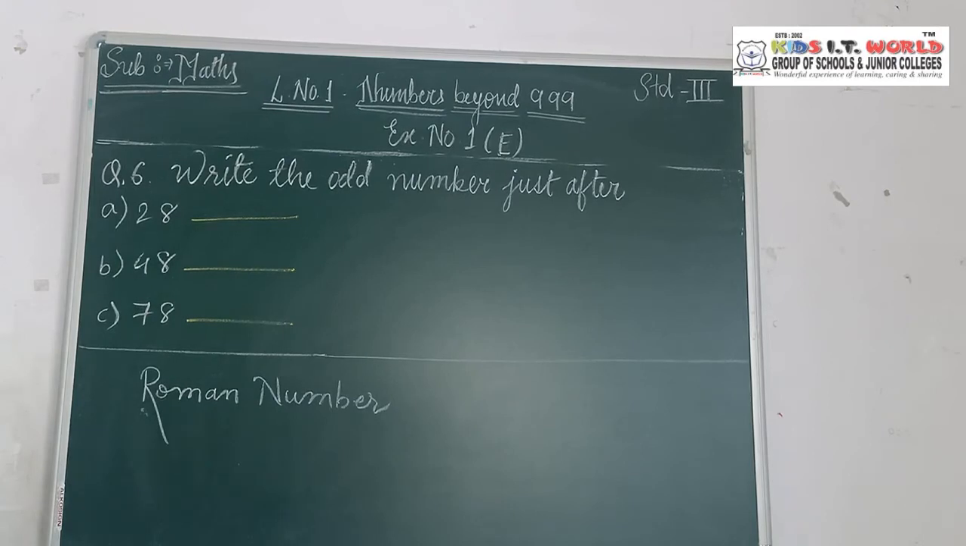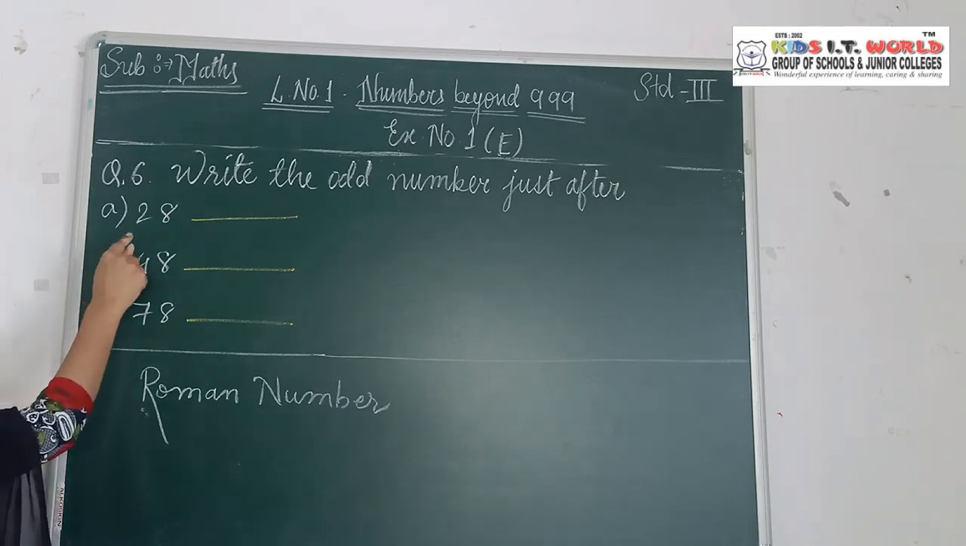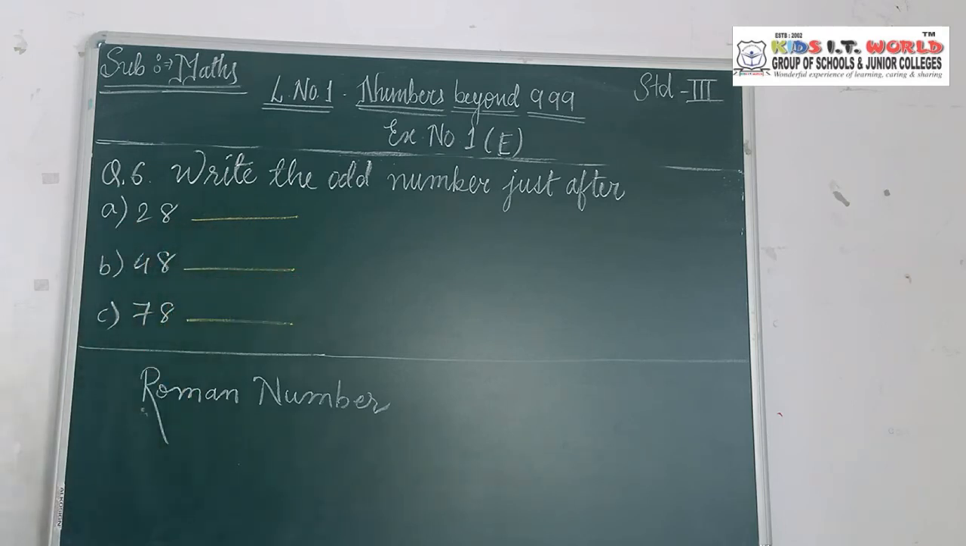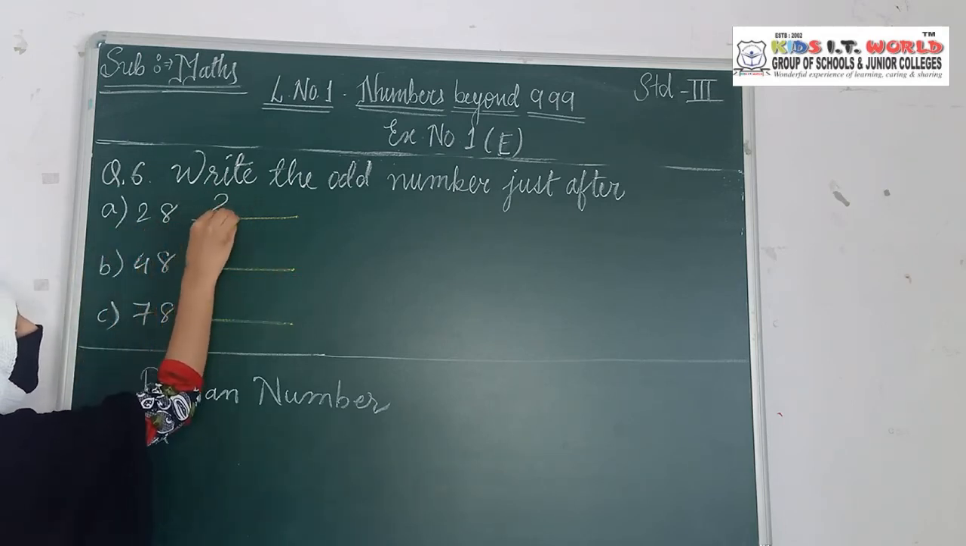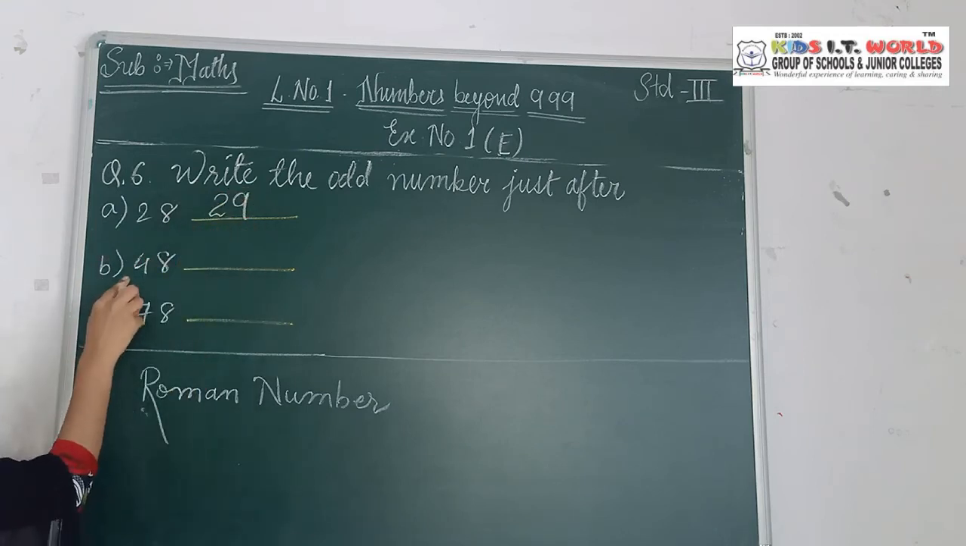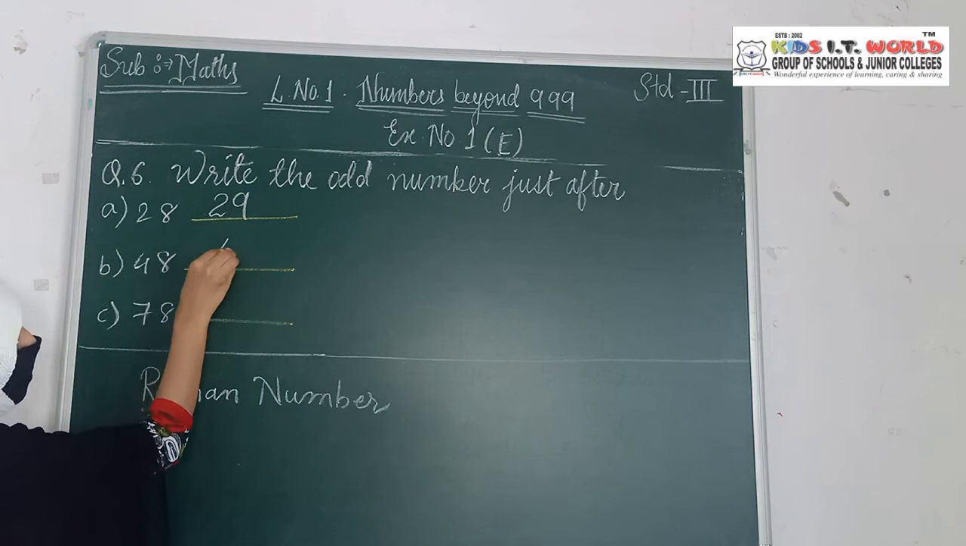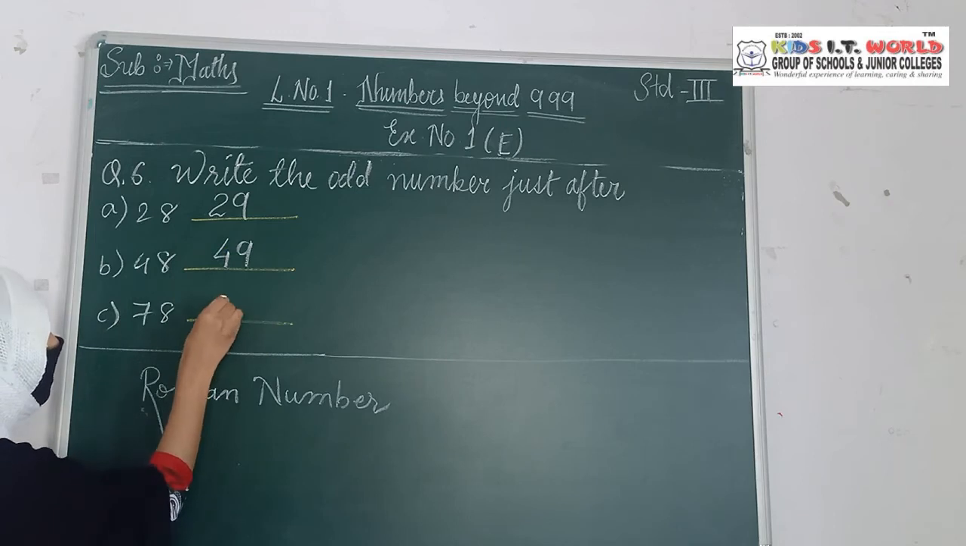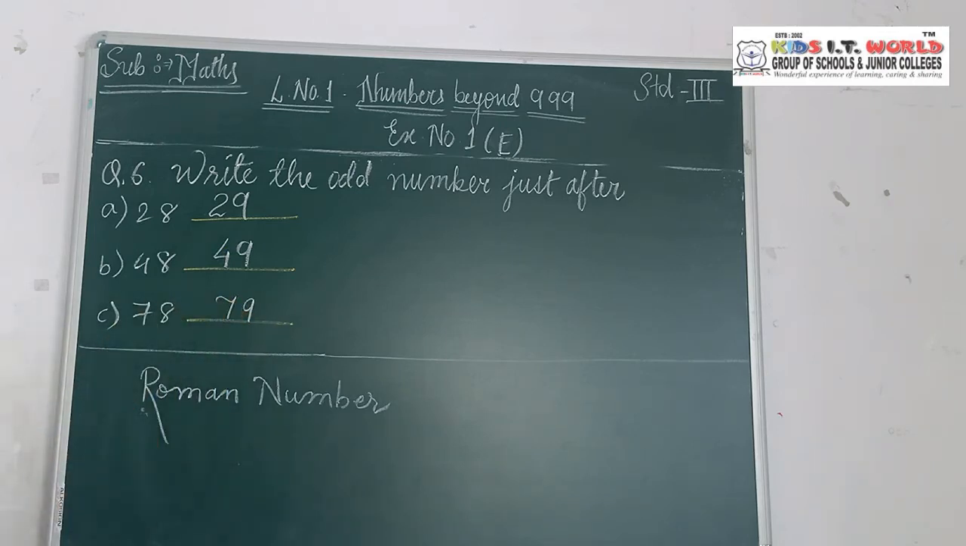Here is question number 6. Write the odd number just after. It is the same as we wrote the even number just before. In this way you have to write the odd number just coming after the given even number. So here 28 is the even number. After 28 which odd number will come? 29, and it is an odd number. 48, after 48 which odd number will come? 49. 78, after 78 which odd number will come? It's 79. In this way you have to write the odd number which is just coming after the given number.